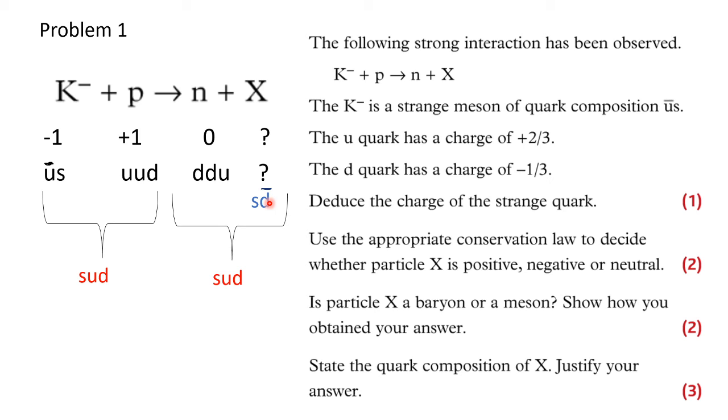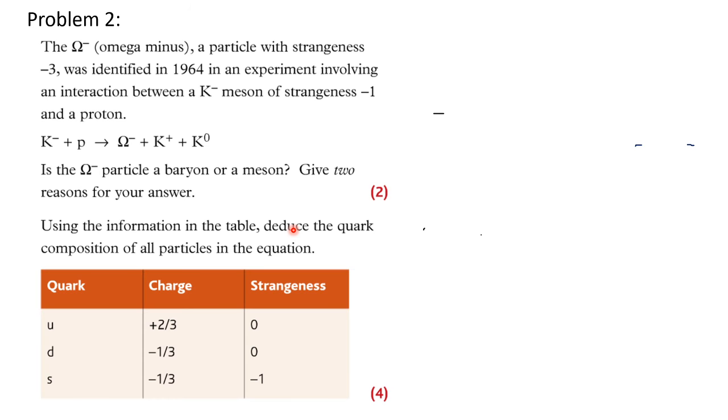Use the appropriate conservation law to decide whether X particle is a positive, negative or neutral. To conserve charge, it must be a neutral particle. It must be a neutral particle, right? Okay. Let's move to the next problem.